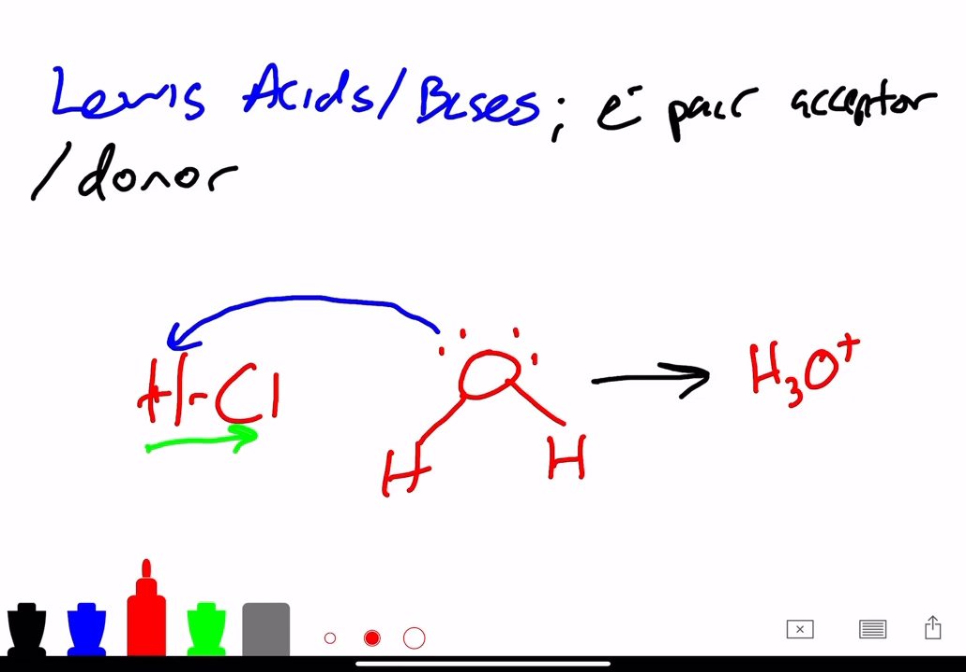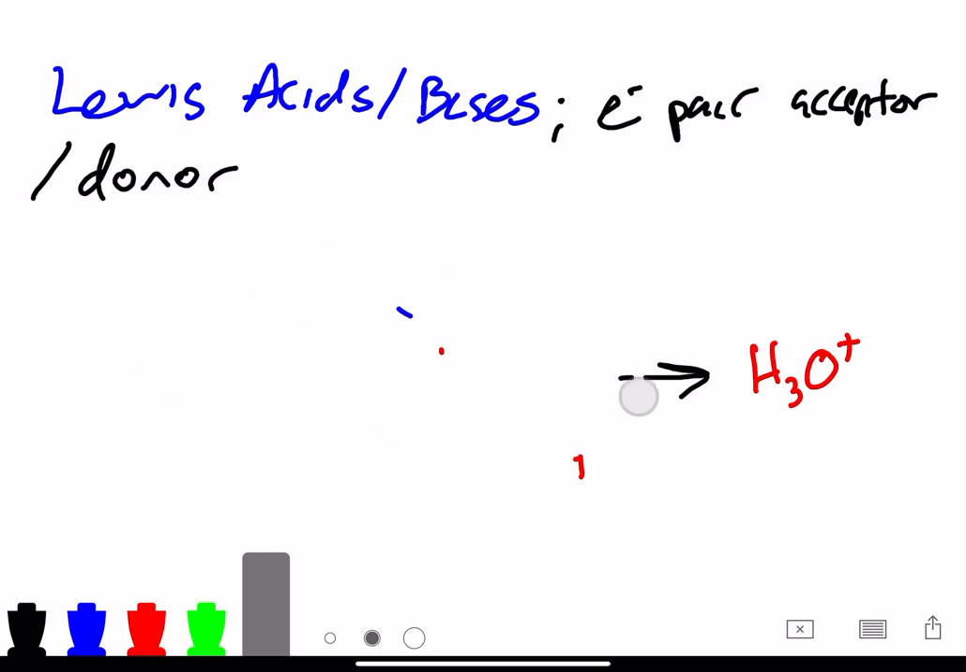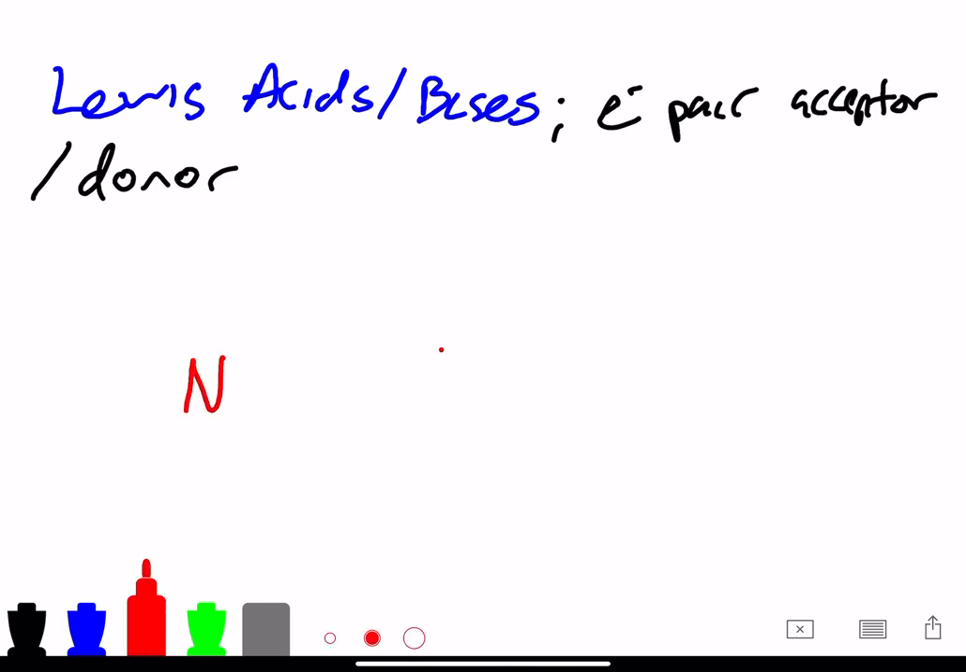Now, this can also happen with other species that you wouldn't think of as acids. An example of that would be the reaction of ammonia with boron trifluoride. So here we have NH3, with a lone pair on that nitrogen, and then we have boron.